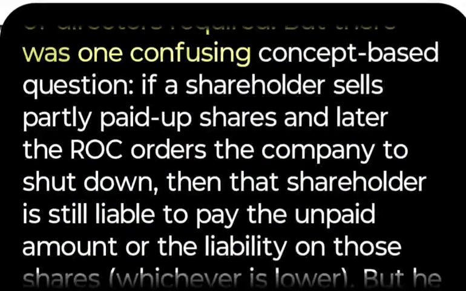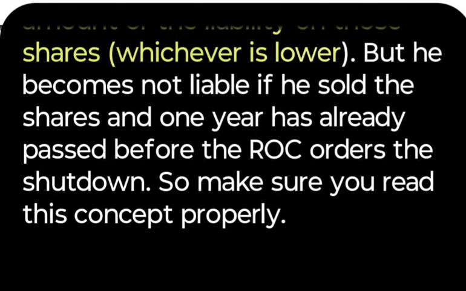But there was one confusing concept based question. If a shareholder sells partly paid up shares and later the ROC orders the company to shut down, then that shareholder is still liable to pay the unpaid amount or the liability on those shares, whichever is lower. But he becomes not liable if he sold the shares and 1 year has already passed before the ROC orders the shutdown. So make sure you read this concept properly.